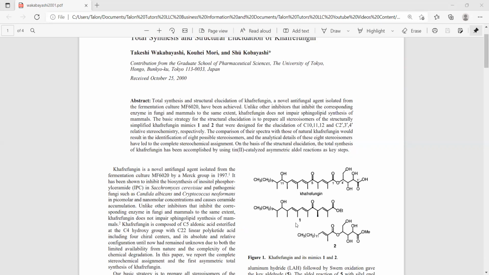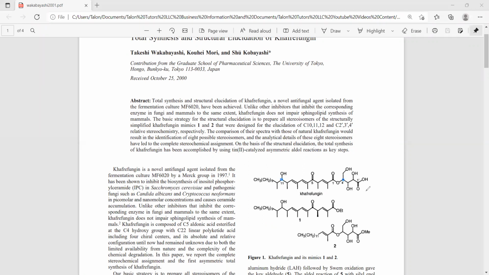What they do in this publication is they create these sort of mimics of Khafrefungin. So there's compound 1 here and compound 2. Now, the reason that they are creating these mimics is because the Khafrefungin, the natural product, is very complicated and large, and it has these stereocenters here. We could point out several stereocenters. They give rise to 8 potential stereoisomers.